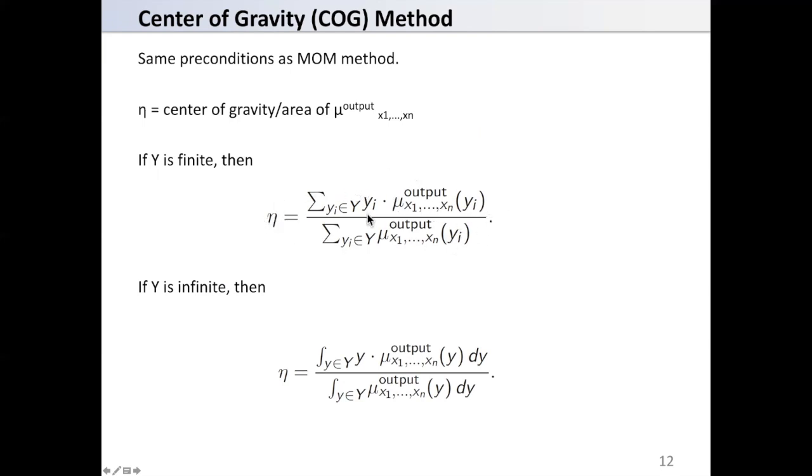This is for the discrete case, and for the continuous case, we have to consider the integral of y multiplied by the membership value, and this integral is calculated over all y values on the reference set, and we divide it by the integral of the membership values on the same region. Here we have y multiplied by the membership. Here we consider only the membership value.